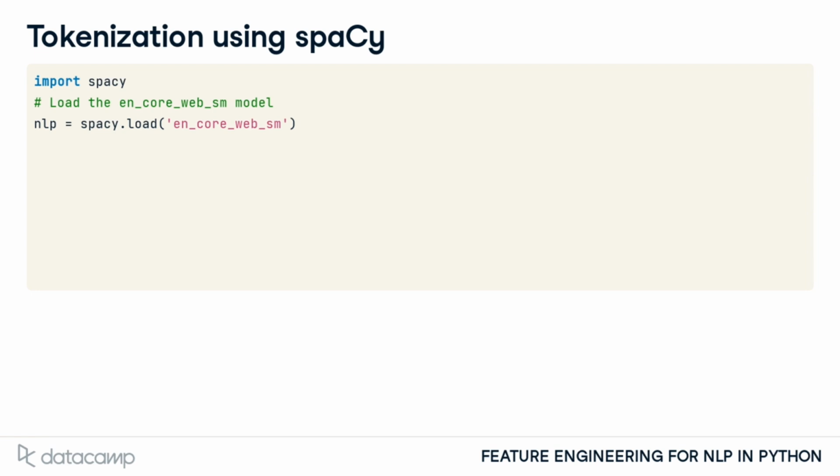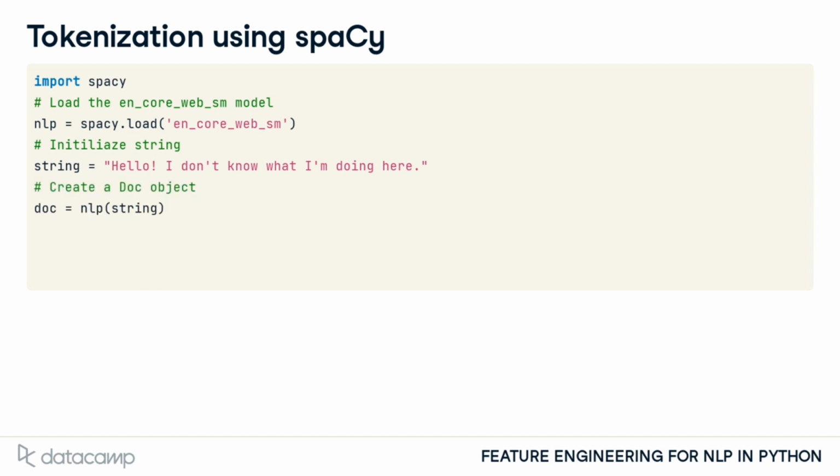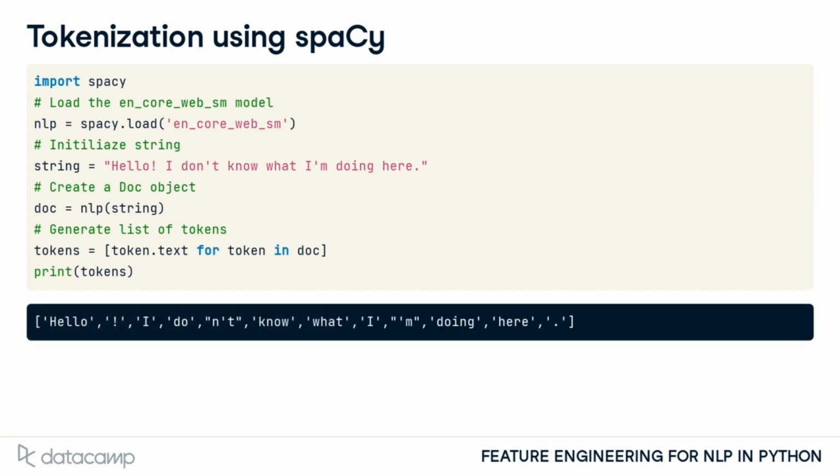Let's now define a string we want to tokenize. We pass the string into nlp to generate a spaCy doc object. We store this in a variable named doc. This doc object contains the required tokens and many other things, as we will soon find out. We generate the list of tokens by using list comprehension as shown. This is essentially looping over doc and extracting the text of each token in each iteration. The result is as follows.